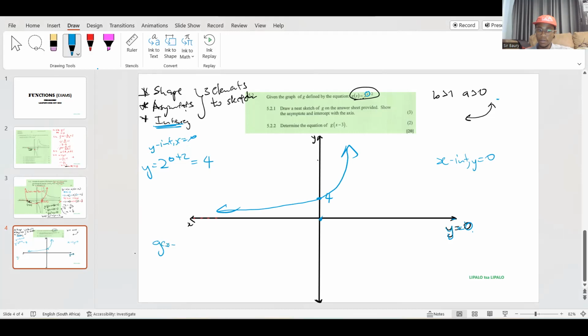The last one. Given g at x minus 3. This is so simple. You substitute here in the equation, because you have the equation, you just put x minus 3 inside here. Where I see x, I put that thing inside. This is x minus 3 plus 2. This is 1. Therefore, g at x minus 3 is equal to 2 exponent x minus 1. 3 marks. That was an easy question.